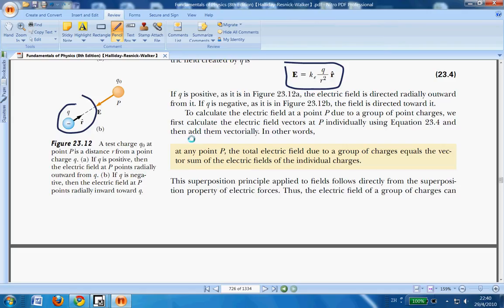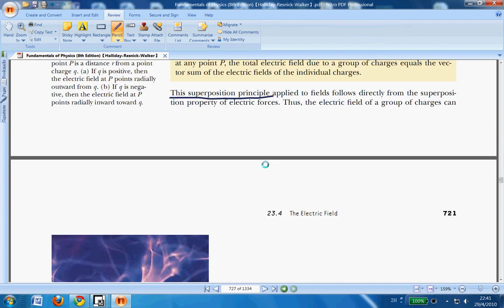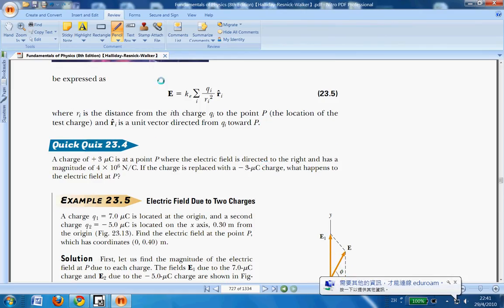Another very important property is that electric fields can be added as vectors. At any point P, the total electric field due to a group of charges equals the vector sum of the electric fields of the individual charges. That means the superposition principle applies to the electric field, and we can express it with this equation.